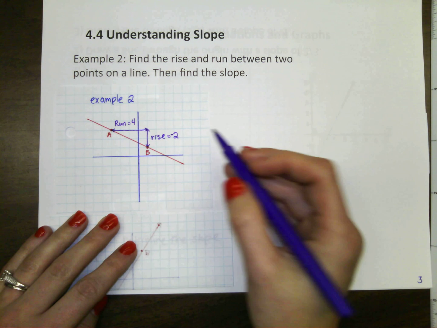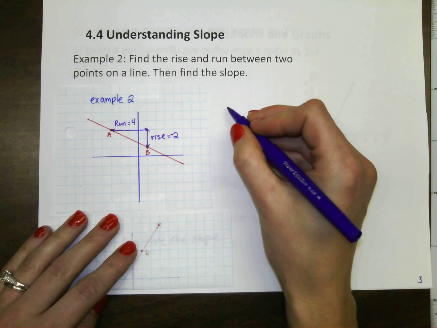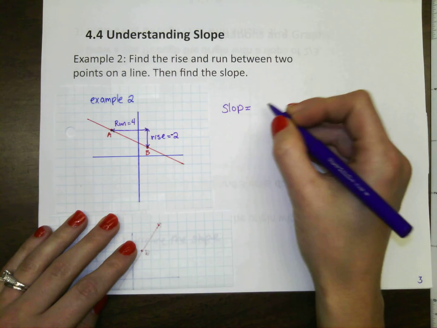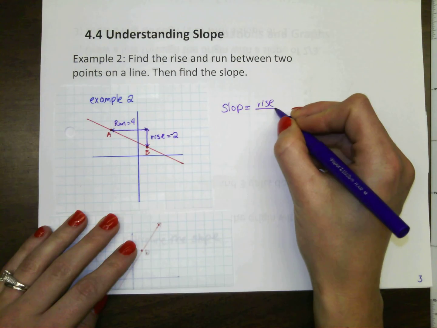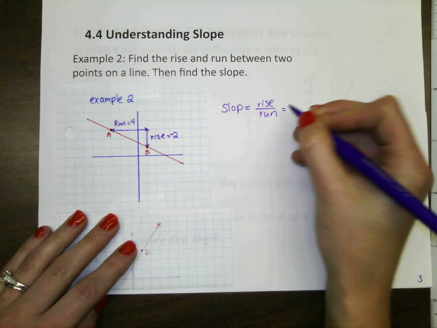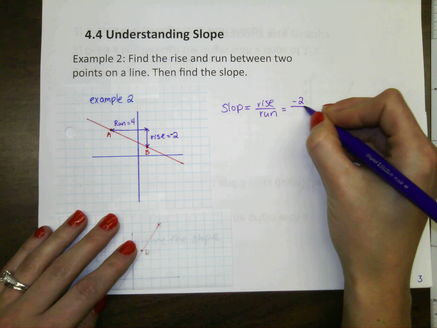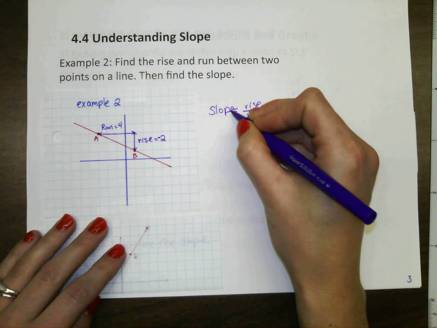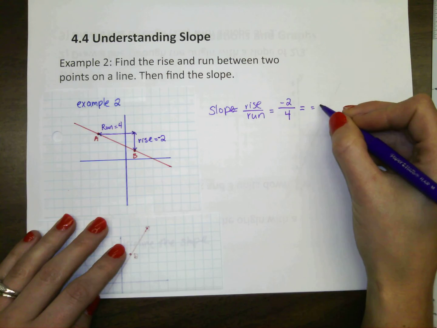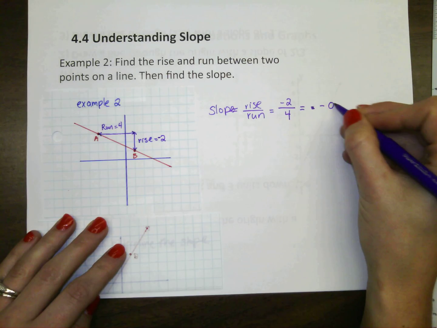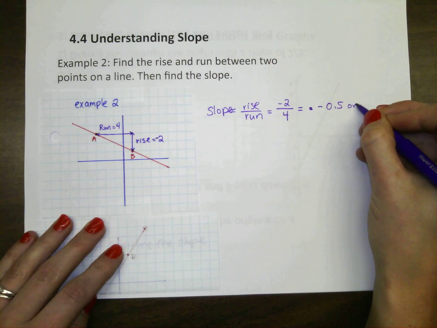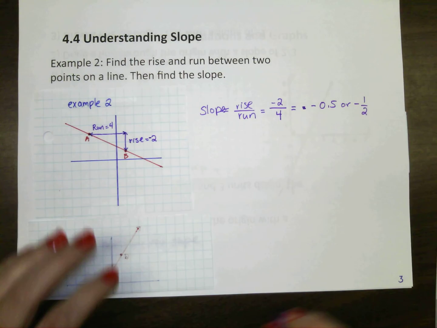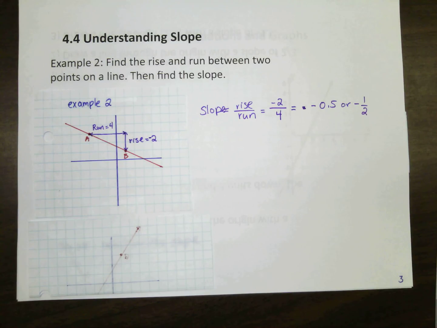Now that we know the rise and the run, we can find the slope. Our slope is equal to rise over run. In this case, our rise is -2, our run is 4, which means our slope equals -0.5, or you can write it as -1/2. Either way would be fine.